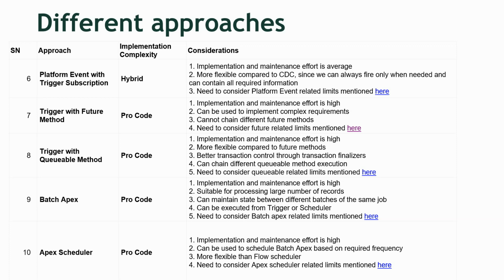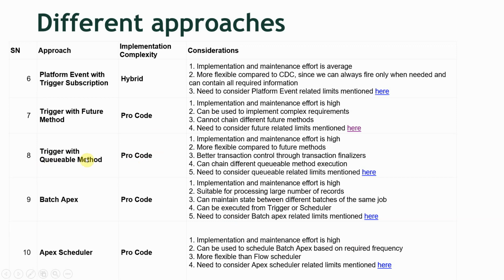The seventh option is trigger with future method. This is a pro code approach because it involves complete coding. The implementation and maintenance effort is high here, but this can be used for very complex implementation. The one disadvantage here is that when you use future, you cannot have chained asynchronous execution happening, but that can be implemented, that is chaining of complex asynchronous operations can be executed using queueable approach.